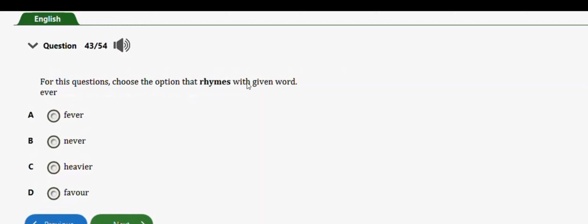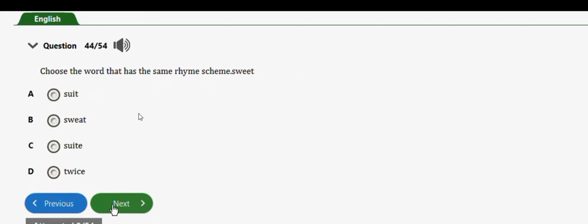It says the one that has the same rhyme with ever. We have fever, never, heavier, flavor. Right answer is option B, never. Repeated question. Next question.